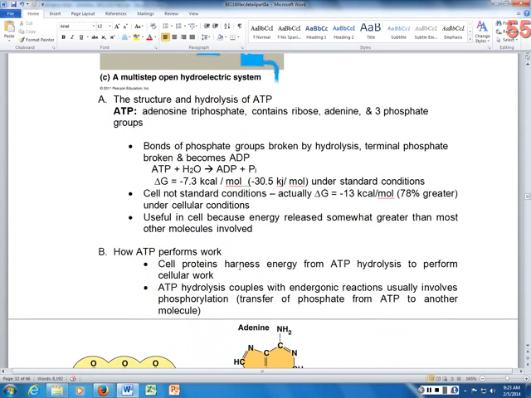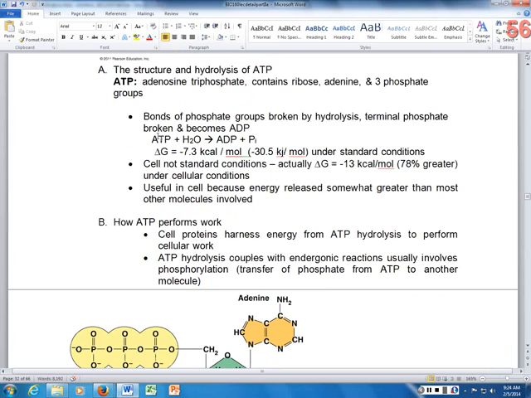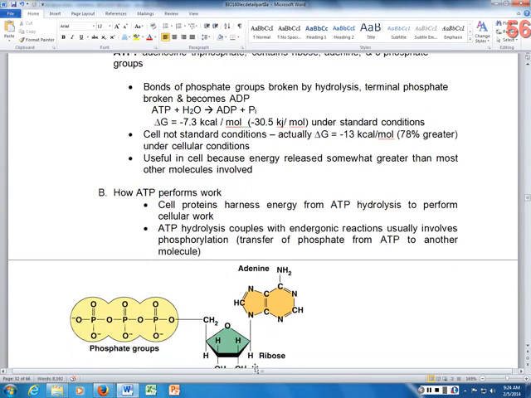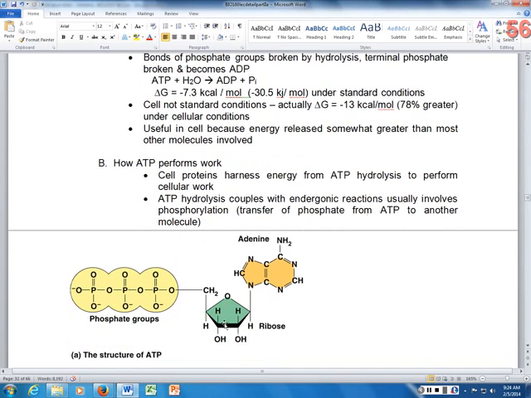The way we transfer energy in the body and use as our currency is ATP, adenosine triphosphate. It contains a ribose sugar, an adenine, and 3 phosphate groups. The bonds of the phosphate groups get broken by hydrolysis. Once the terminal phosphate, the third one, is broken off, it's ADP, for diphosphate. This is an example of the structure of ATP: ribose, these phosphate groups, this adenine. When you break off the phosphate, it has a negative delta G of 7.3 kilocalories per mole under standard conditions.